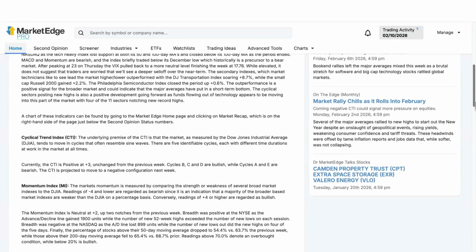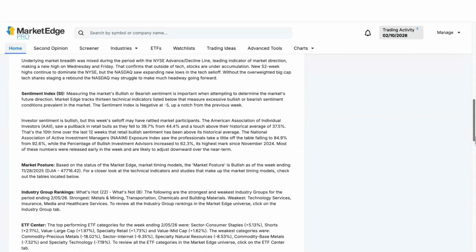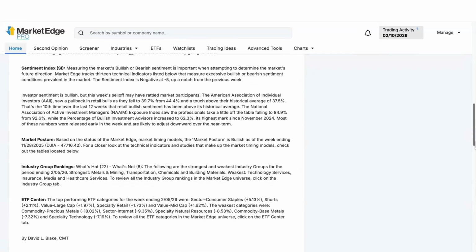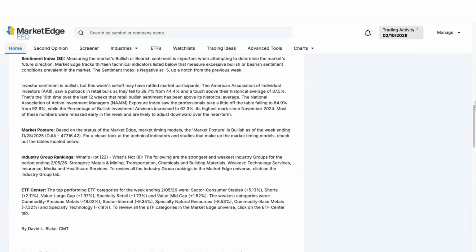Now, the first is what we call our Cyclical Trend Index. The second is our Momentum Index. And the third, which we're going to talk about today, is our Sentiment Index. Now, what the Sentiment Index is designed to do is to measure either overzealous optimism or pessimism in the market.